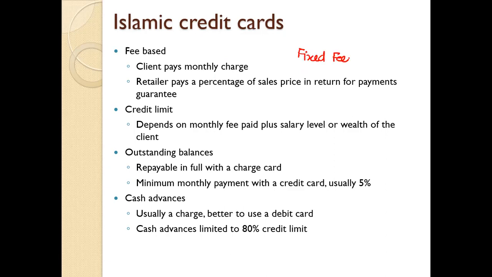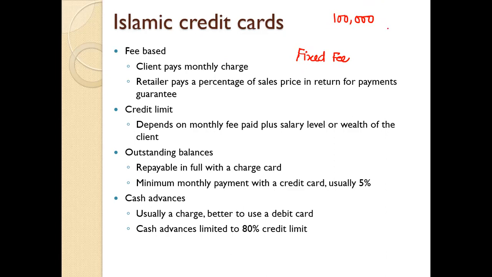Monthly fixed fee from the credit card user. So say you have been given a credit limit of 100,000. It is an Islamic Sharia compliant loan agreement, a 100,000 amount loan agreement.